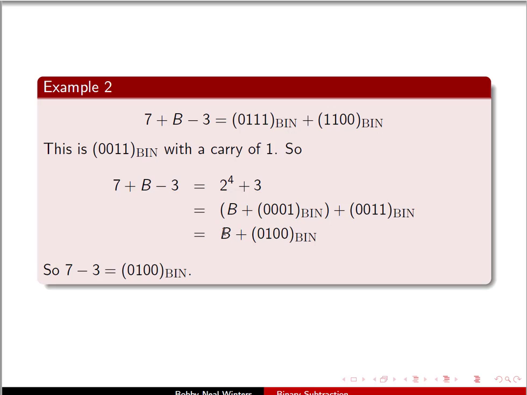So I have this b on one side and that b on the other. If I subtract them out, then I have 7 minus 3 is equal to 0, 1, 0, 0, which is 4, just as pretty as you please. But what we've done here is we've taken the extra 1 that was carried out and added it to the bottom to get there. That means we're going to have to change our addition a little bit.